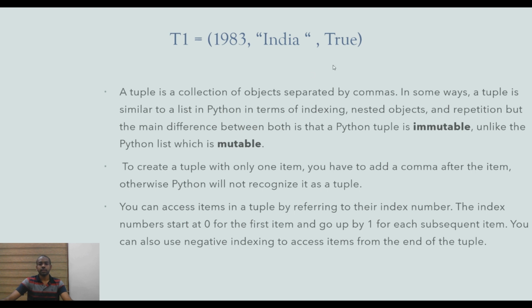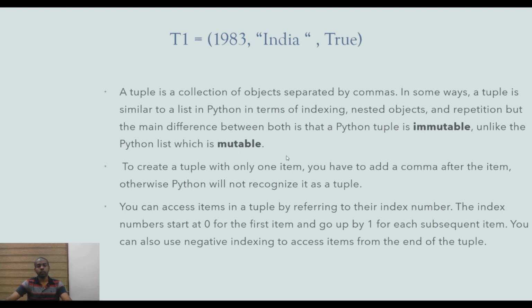A tuple is a collection of objects separated by commas. In some ways, a tuple is similar to a list in terms of indexing, nested objects, and repetition. But the main difference between both is that a Python tuple is immutable, unlike the Python list, which is mutable. Mutable means you can change, you can add, you can delete. But immutable means fixed, it's constant. Once it's created, you can't do anything to it.